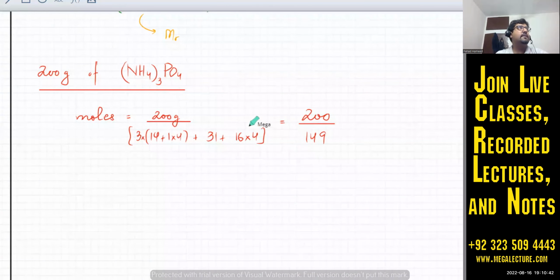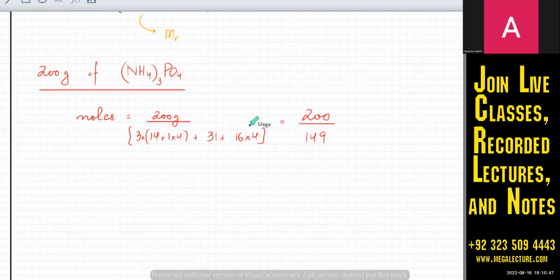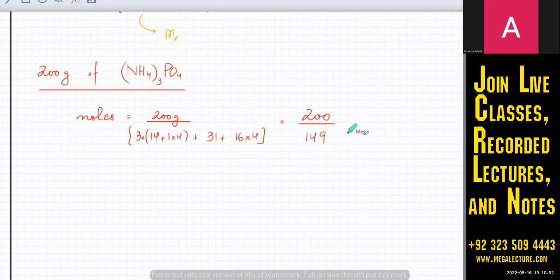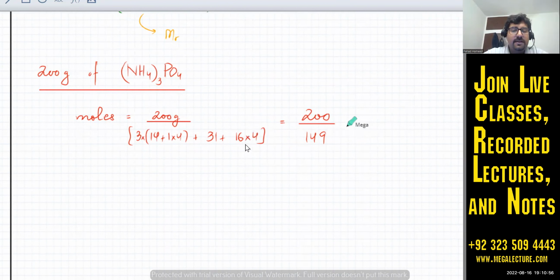18 into 3, that's 54. Now I'm getting 141. I think it's going to be 149. It's 16 into 4 is 64 plus 31, that's 95. And this is 18. 4 into 1, that's 4 plus 14, that's 18. 18 into 3 is 54. 54 and 95 added up, that's going to be 149.